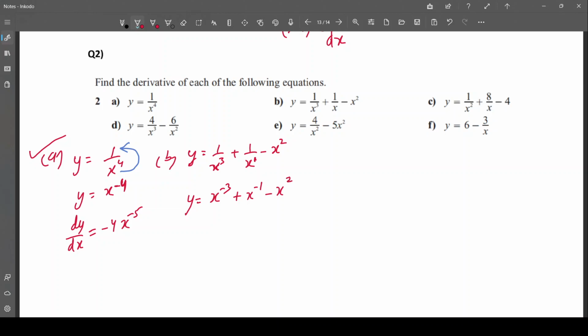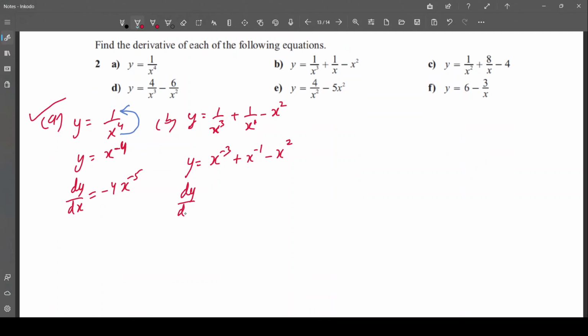Okay, so now we will differentiate the function y. If I differentiate y with respect to x, it will have minus 3 in front, and x to power minus 3 minus 1 gives you minus 4. And in this case, when this minus 1 comes in front, it will have minus 1, x to power minus 1 minus 1 gives you minus 2. And there is already a minus sign, and 2 comes in front, 2x, and 2 minus 1 gives you 1. So we don't have to write 1 on it. This will be your final differentiation.